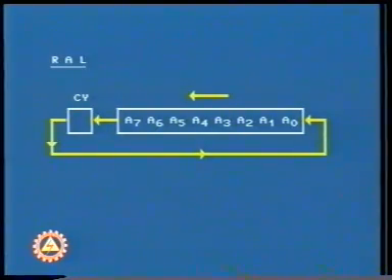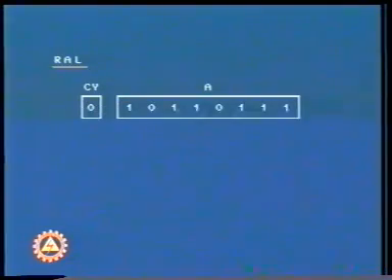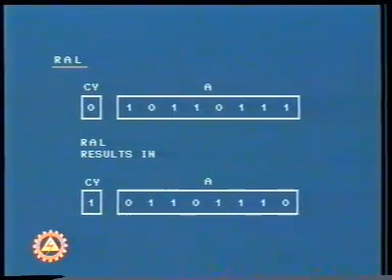On execution of RAL instruction, each bit of the accumulator is shifted left by 1 bit. Most significant bit of the accumulator shifts to carry, and carry bit becomes the least significant bit. Let us take an example. Let CY is 0 and A is 1 0 1 1 0 1 1 1. On executing RAL instruction, CY becomes 1 and A becomes 0 1 1 0 1 1 1 0.